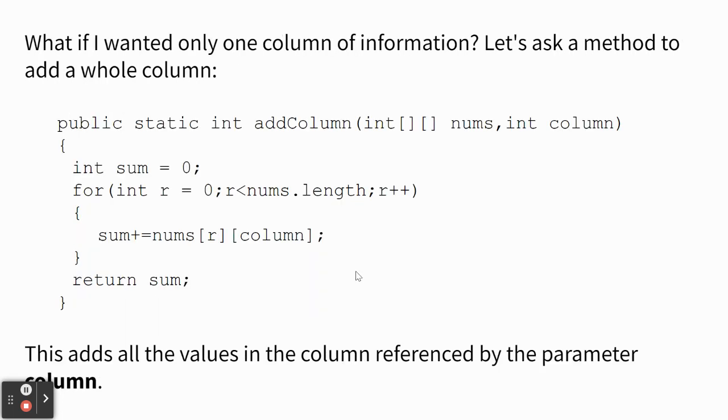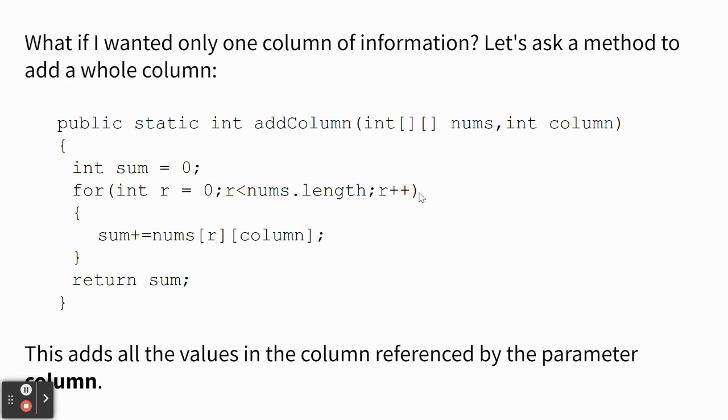Here's one. What if I just wanted one column of information? What if I wanted to add up all the numbers in one column? This method does that. So, public static int addColumn. It takes a two-dimensional integer array called nums, and it takes an integer saying which column I want. So for this, I make a sum variable, set it to 0.